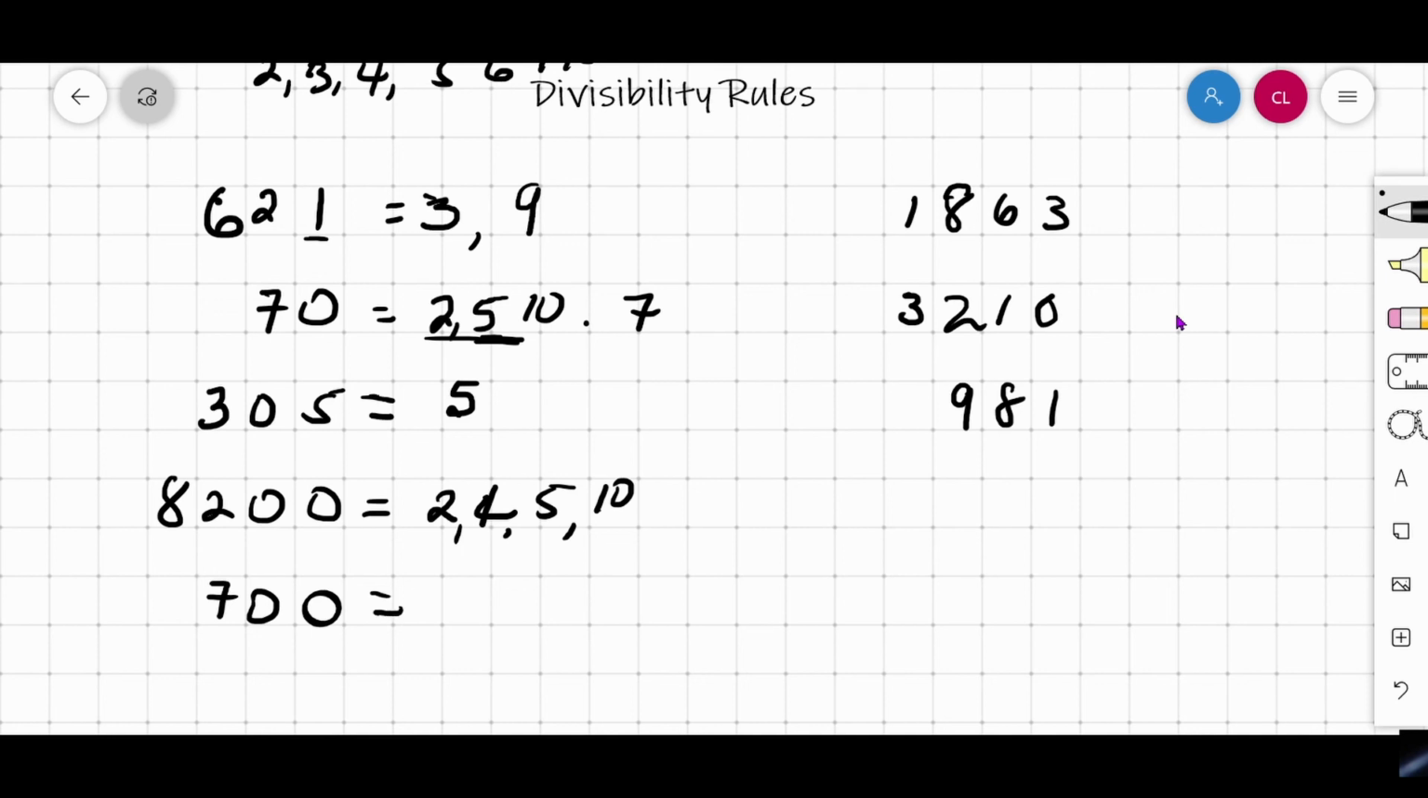700, similarly, 2 could go in there because it's even. 4 can go in there. Let me see. 5 can go in there. Yes.